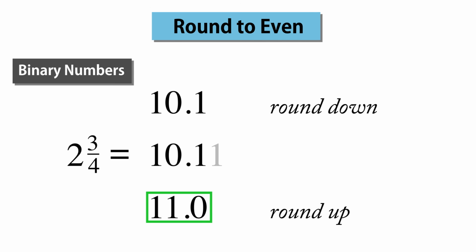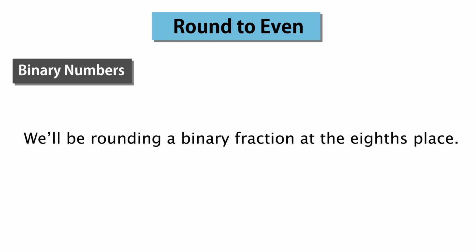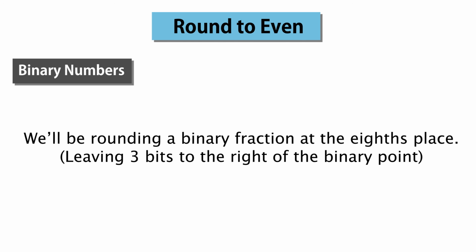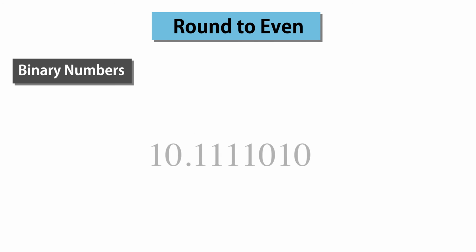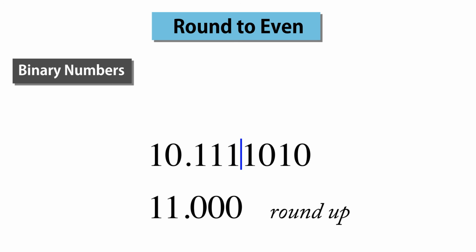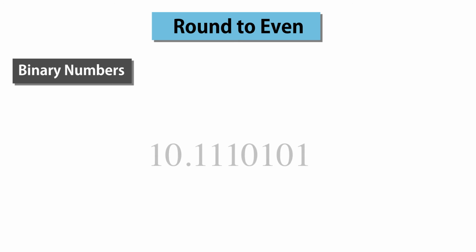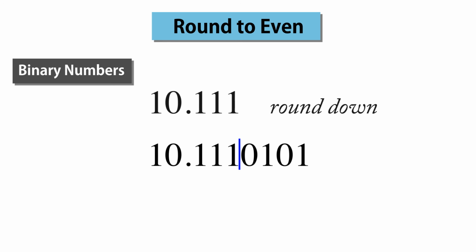Let's consider a few more examples. In all the following, we'll be rounding a binary fraction at the 8ths place, that is, leaving 3 bits to the right of the binary point. Consider the following. In this case, what follows the rounding point is larger than 1 followed by an infinite series of zeros, so we'll round up to this. Consider a second case. Here, what follows the rounding point is smaller than 1 followed by an infinite series of zeros, so we round down to this.